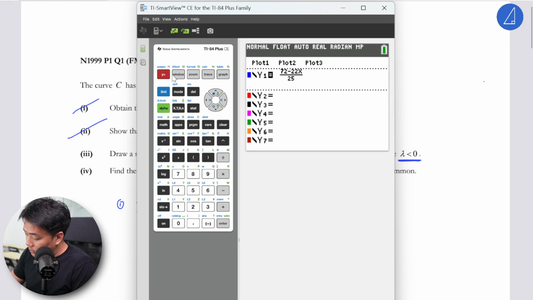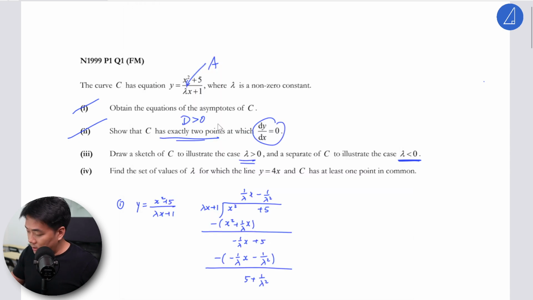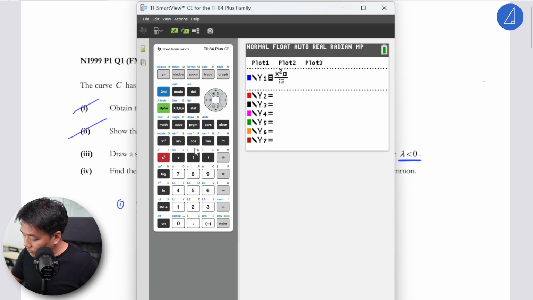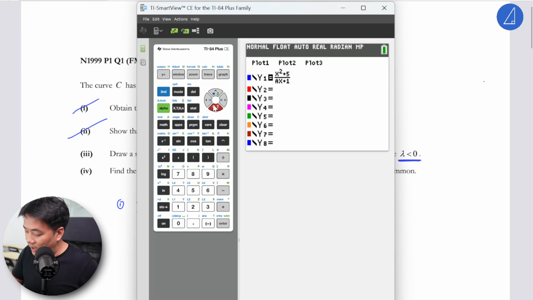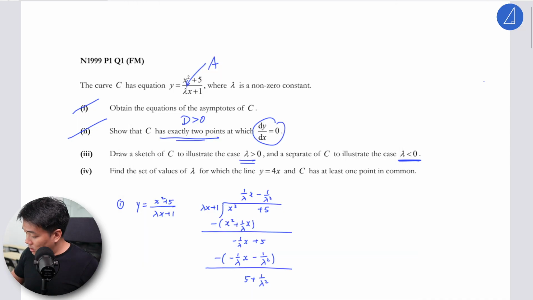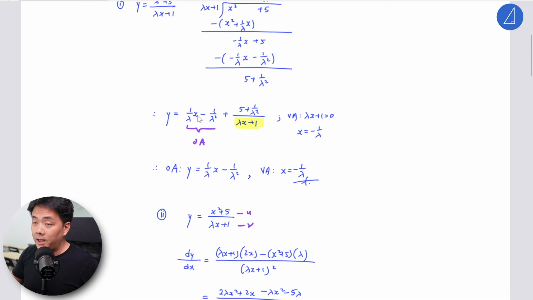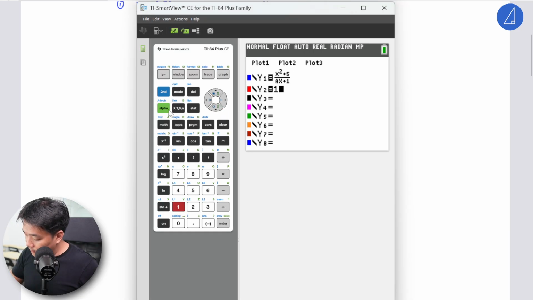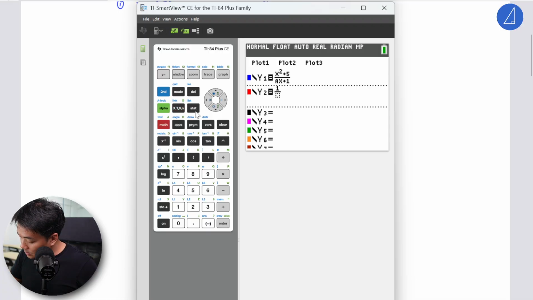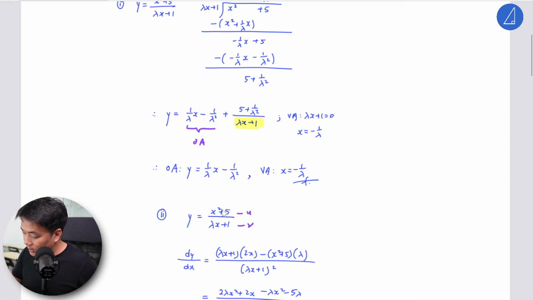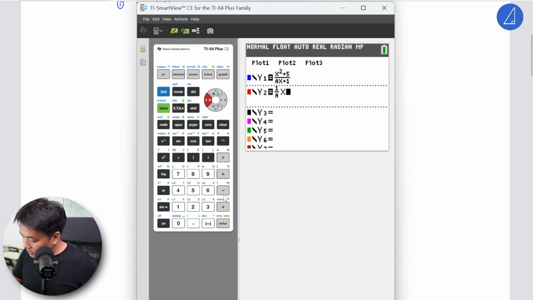So I'm going to go to my GC and plot this graph with my lambda as A, and with x squared, so that later we can just flip to a negative value. So here, x squared plus 5 over A x plus 1. A can be any value. Then we know that our oblique asymptote is 1 over A x minus 1 over A squared. So I'm going to put 1 over A, then x here. This is a line equation. Then minus 1 over A squared. Okay, then this is it.